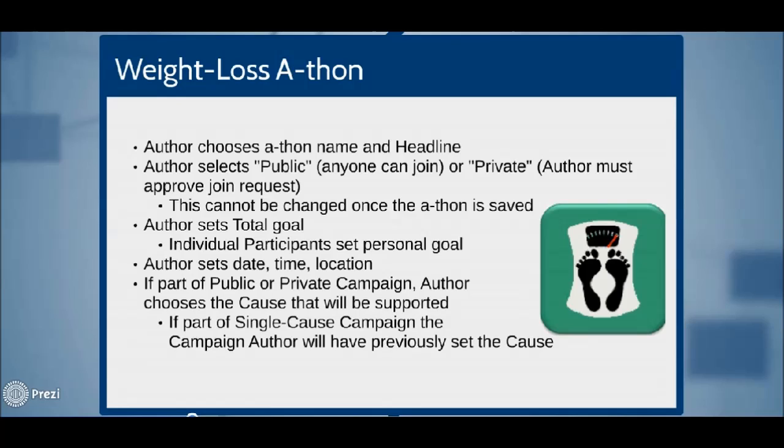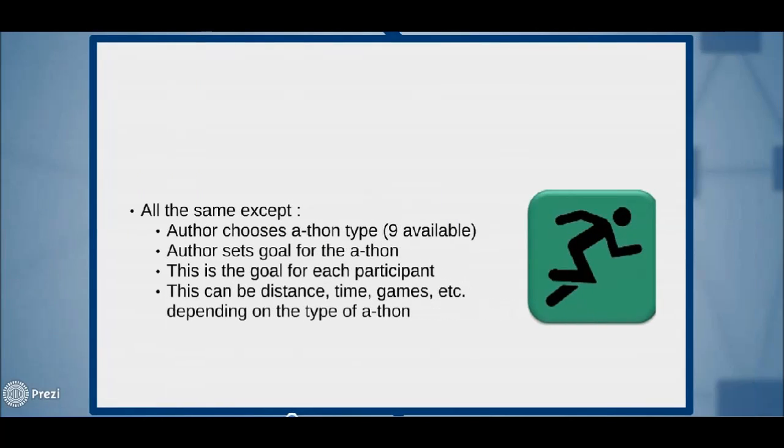One other item that can be confusing is the autofill state and province field. This is linked to the country field. So if you're outside the United States, which is the default country on this system, you will need to select the country before you can select the state or province. The setup process for the other types of A-thons is very similar. The only major change is the selection of the A-thon type and the units of measurement. These, of course, are different from weight loss.